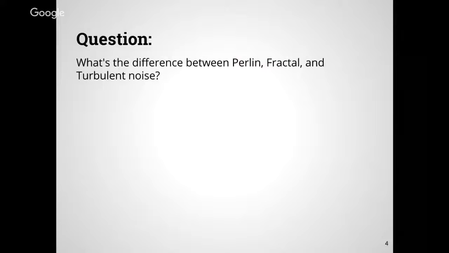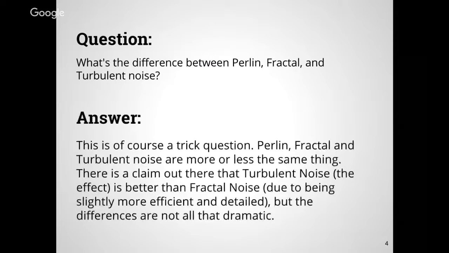Oh, okay. This was an interesting one. What's the difference between Perlin, fractal, and turbulent noise? Does anybody know the difference? Good, because it's a trick question. Perlin noise is what the fractal noise and turbulent noise effects in After Effects are actually using. So they're more or less the same thing.